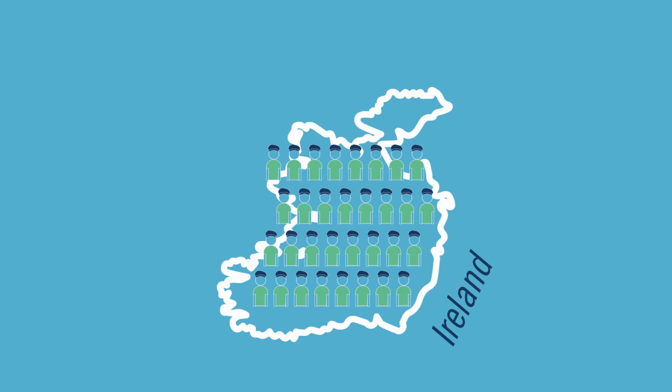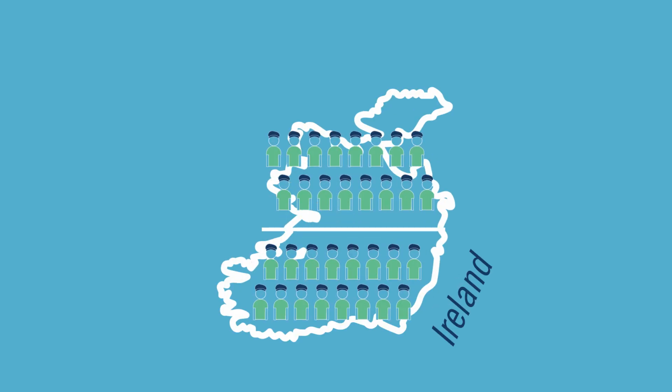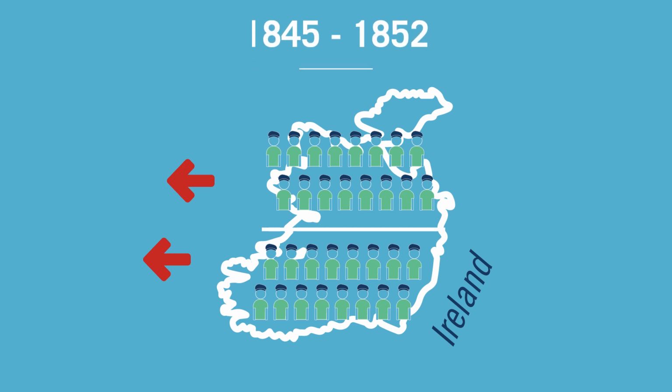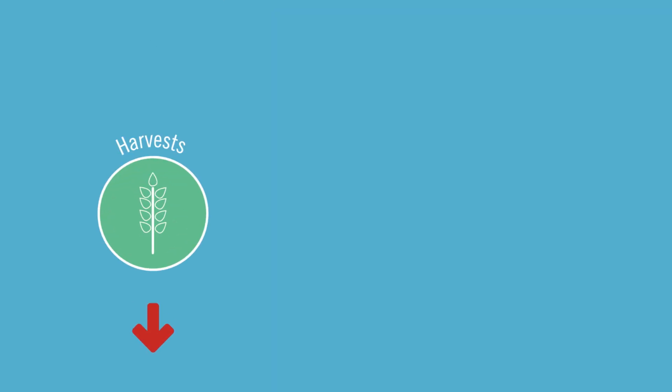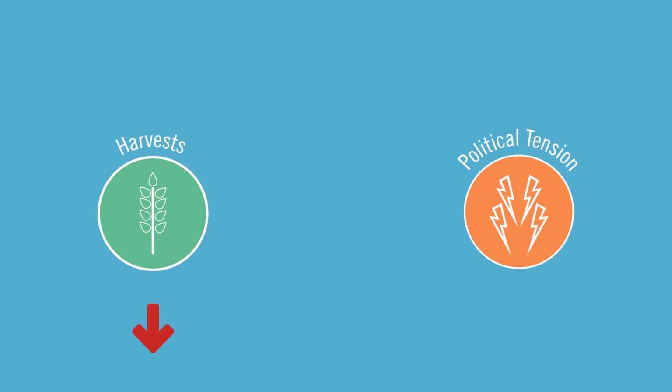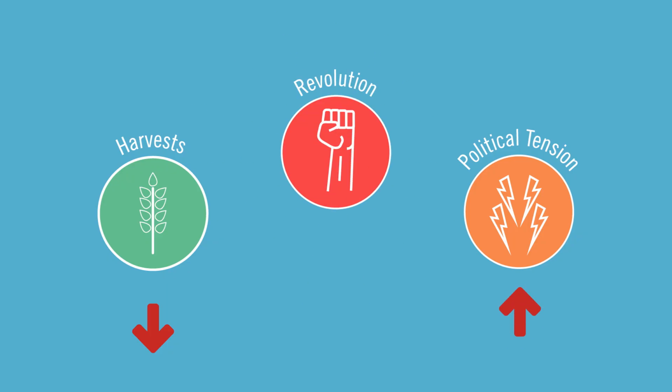A great potato famine in Ireland caused more than half of Ireland's population to immigrate to the United States between 1845 and 1852. At the same time, Central Europe was also hit by declining wheat and rye harvests, which contributed to strong political tensions under their oppressive governments and by political revolutions in 1848.